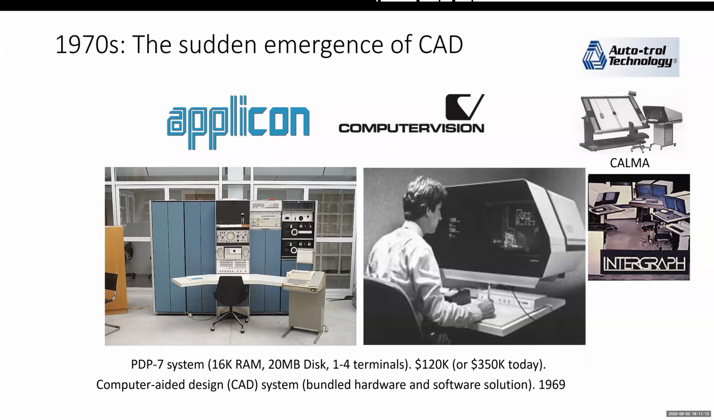And at that time, when we said CAD, we were not just talking about software. It's actually a bundled solution of both hardware and software, something like this. For example, this system is called a PDP-7. It was running on 16K RAM, a 20 megabit disk, and support of 1 to 4 terminals. We cannot imagine 16K, right? But at the time, 16K was amazing. So check the price, about $120,000 for a system like that. That was equivalent to $350,000 today. So that was the CAD system at that time, and that happened in 1969, the PDP system.